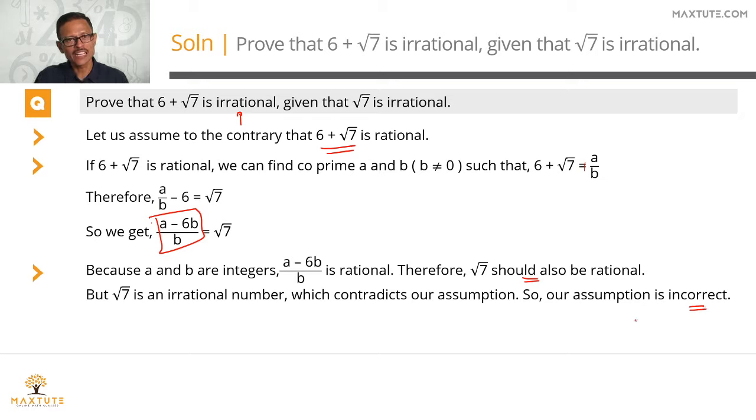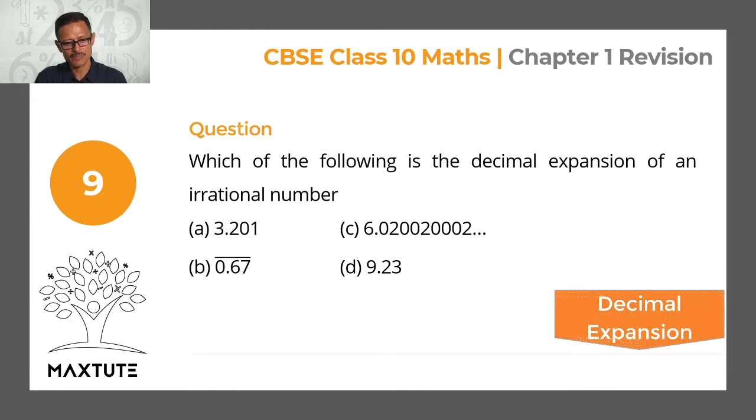If our assumption is incorrect, what is the correct thing? The correct thing is that 6 plus root 7 is an irrational number. So if I write all of these steps, you will get 2 or 3 marks. This is usually tested as a 2-mark question or as a 3-mark question. It's more of the next idea that's tested in the irrational number. This appeared in the sample question paper.